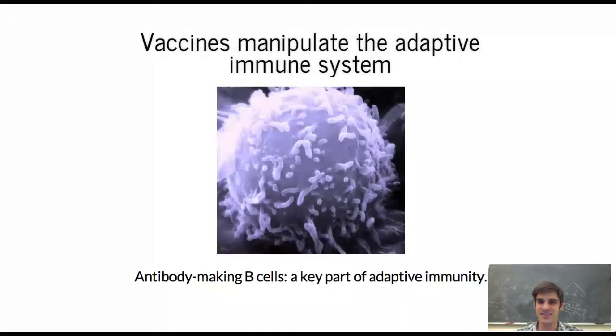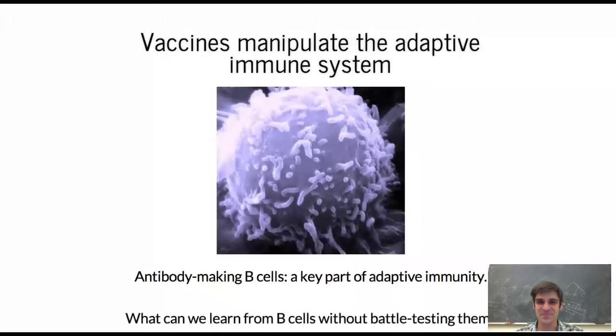There's all sorts of complications in immunology, so I'm just going to say it once. This is a simplified view, and I will make some simplified statements. So the question really is, what can we learn from B cells without battle testing them? So without actually infecting people with a virus, what can we do to test whether a vaccine has been effective or not?